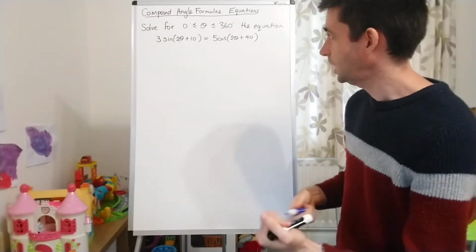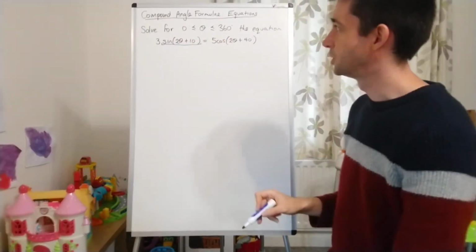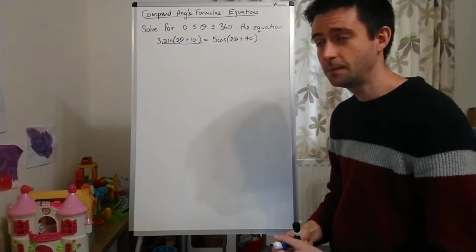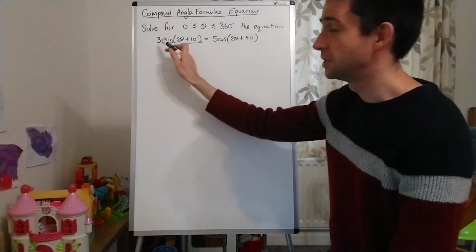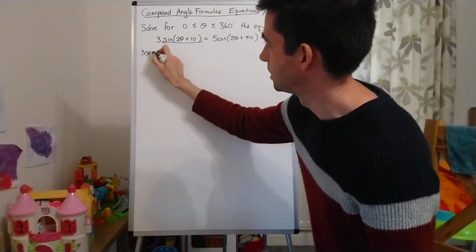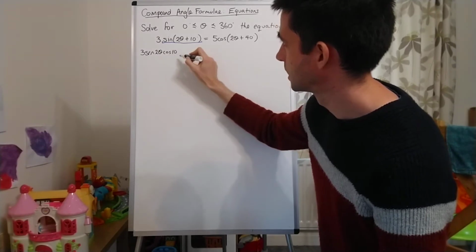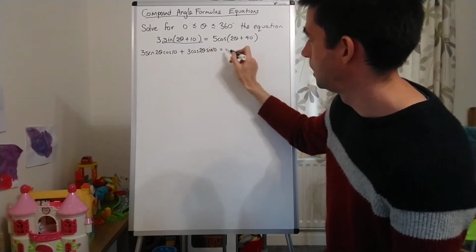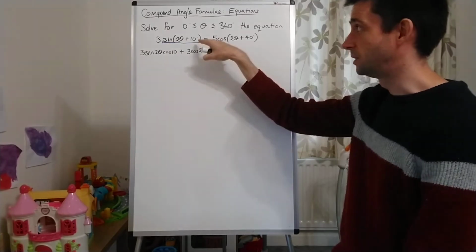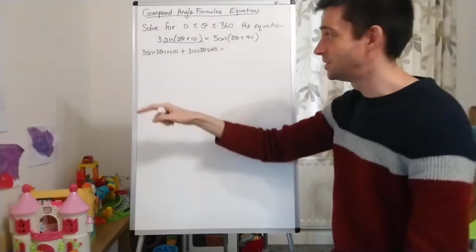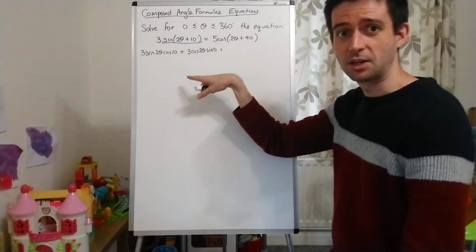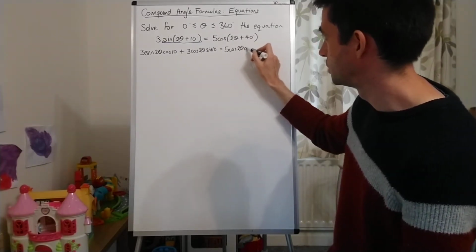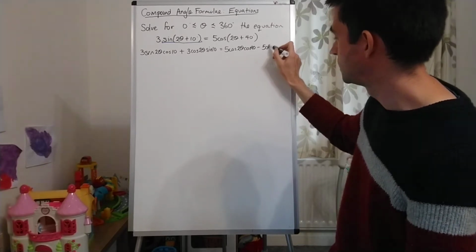Okay, so here we have 3 lots of sine (2 theta plus 10). So that is clearly the sine A plus B identity, so I would expand that out. Now crucially, because of this 3, I get 3 sine 2 theta cos 10 plus 3 cos 2 theta sine 10. Because it's 3 multiplied by sine of the bracket, when I expand the bracket to create the identity, I have 3 lots of each term in that expansion. And the same logic applies here for cos, so I would get 5 cos 2 theta cos 40 minus 5 sine 2 theta sine 40.